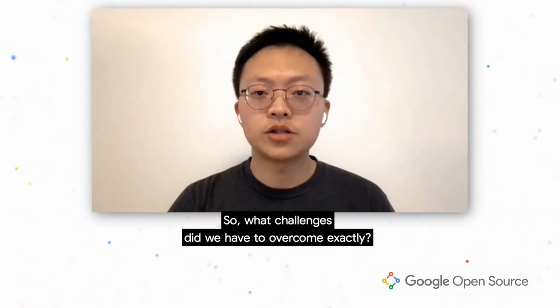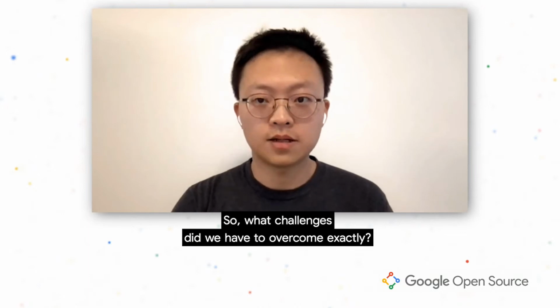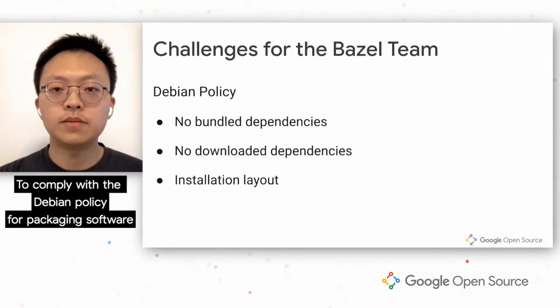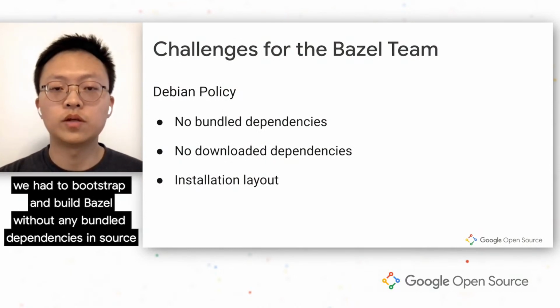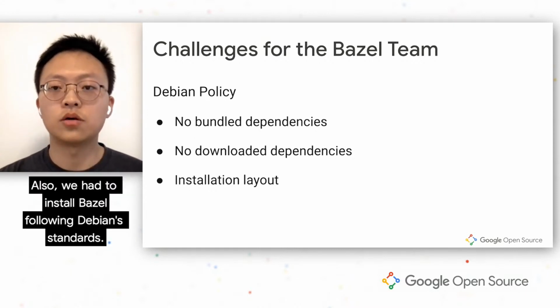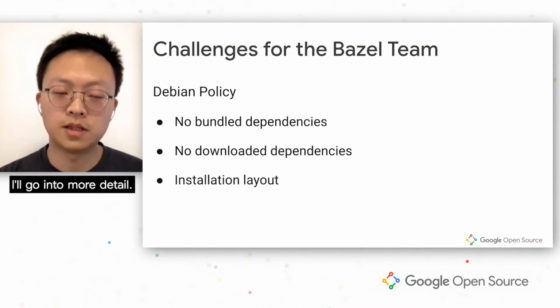So what challenges do we have to overcome exactly? I'll first talk from the Bazel side. To comply with the Debian policy for packaging software, we had to bootstrap and build Bazel without any bundled dependencies in source or any downloaded dependencies from the internet. Also, we had to install Bazel following Debian standards. I'll talk more in the detail.